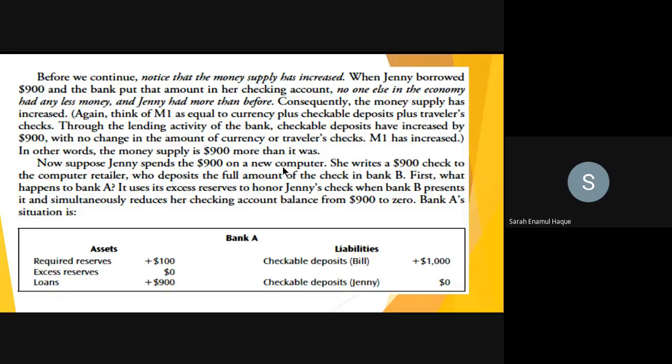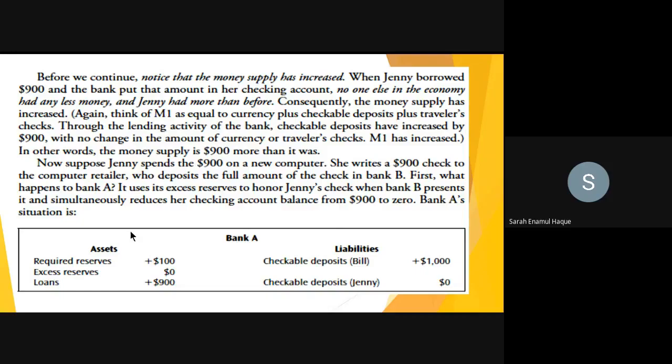Okay. Now we need to see what is going to happen to bank A. First, let us see what happens to bank A. It uses its extra excess reserves to honor Jenny's check, when bank B presents it and simultaneously reduces her checking account balance from 900 to 0.